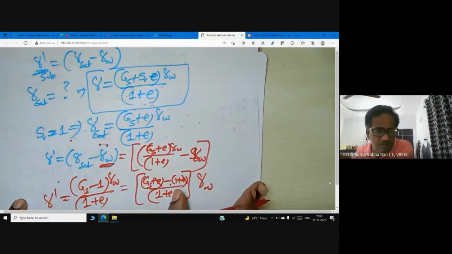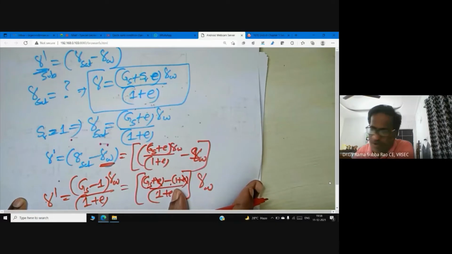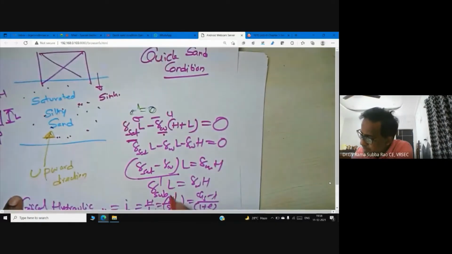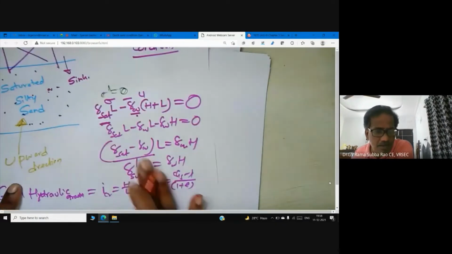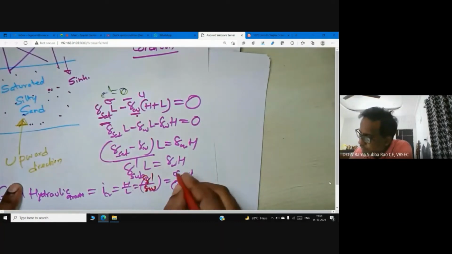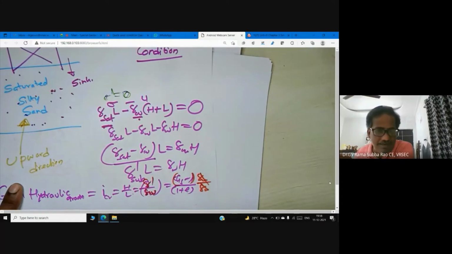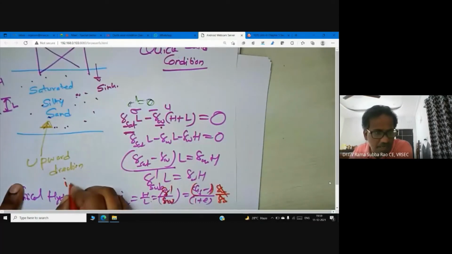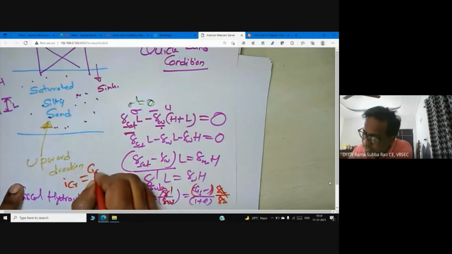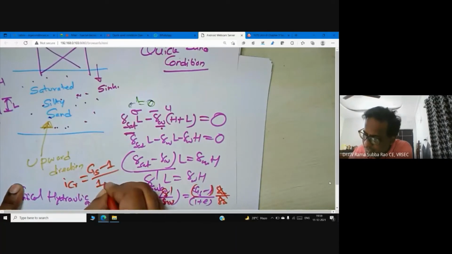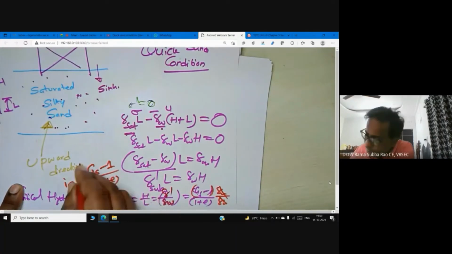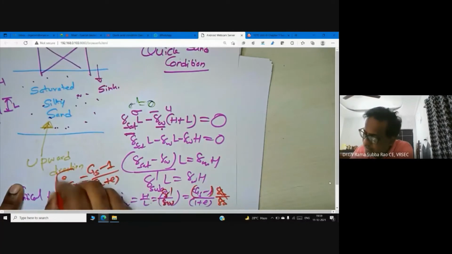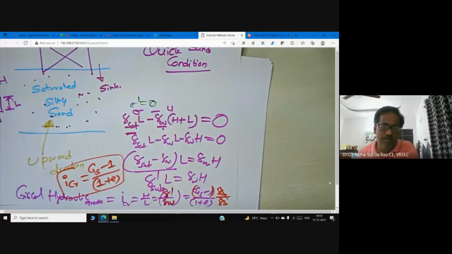But here we are not deviating. We want gamma prime by gamma W. Gamma W by gamma W, both are cancelled. So I am getting a very simple expression to compute the critical hydraulic gradient, which is undoubtedly i_cr is equal to (G minus 1) by (1 plus e). So now let us proceed.